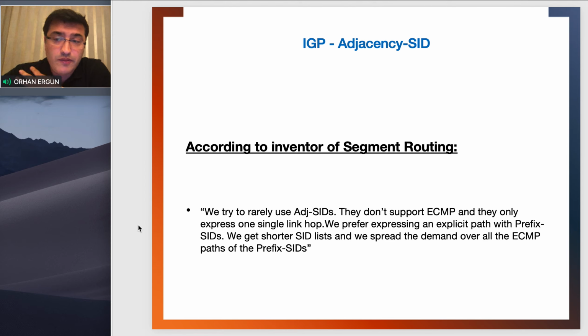So even with a single transport label end to end with a node seed, you can achieve whatever you want, but it will use the shortest path. Don't forget. And we spread the demand over all the ECMP paths with the prefix seed. If there is ECMP, you can utilize it with a single prefix seed, guys. But with the agency seed, you cannot.